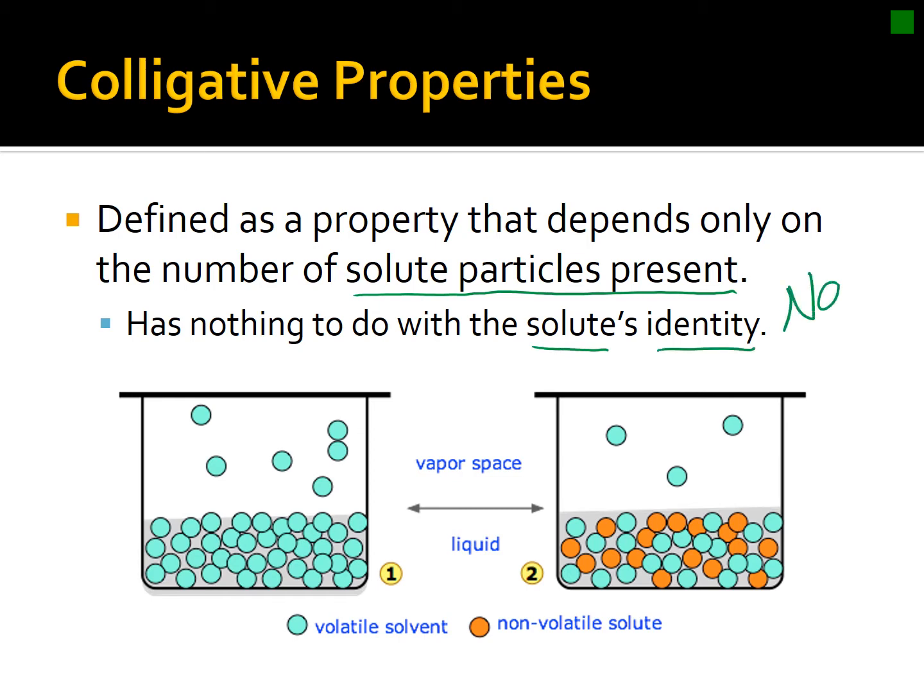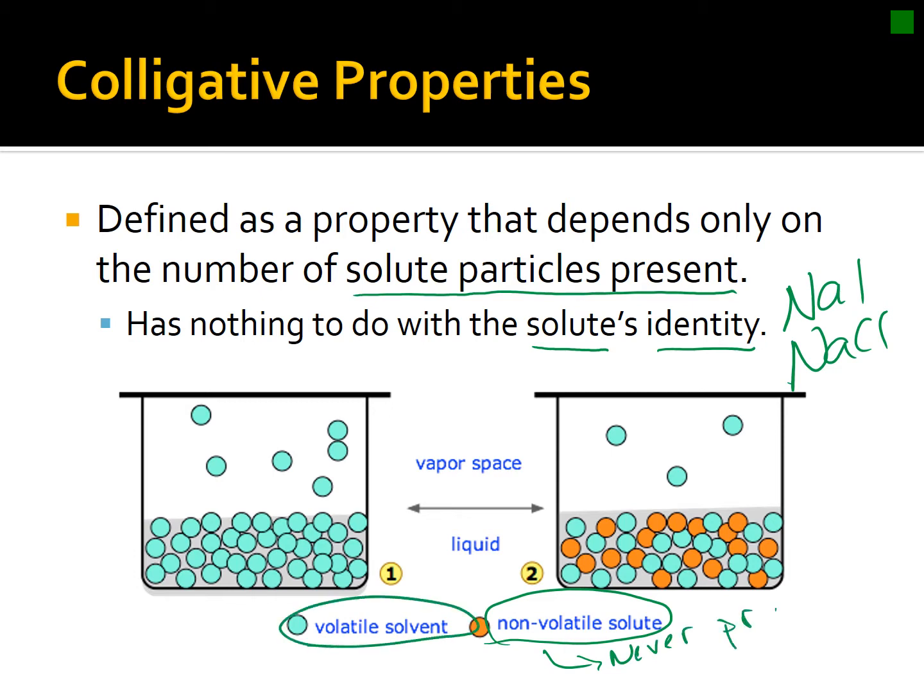So if I'm talking about NaI versus NaCl, it does not matter. Okay, this property will be the same. What's really important though is that your solute needs to be non-volatile. What that means is that it never goes into the gaseous state. It does not evaporate. Okay, so non-volatile never produces gases.